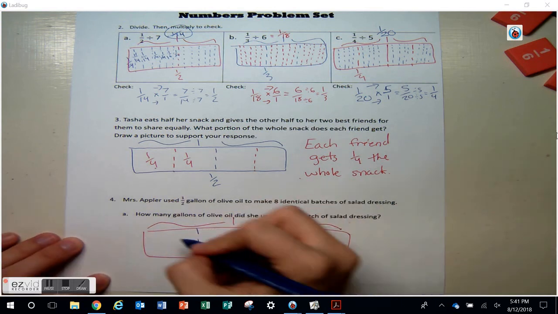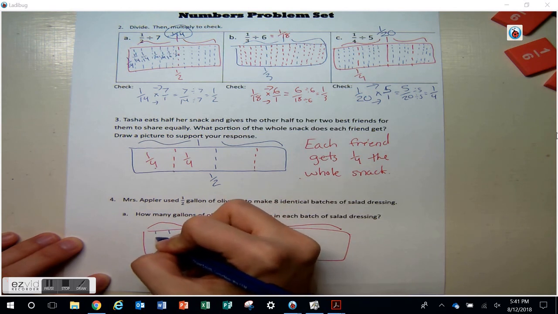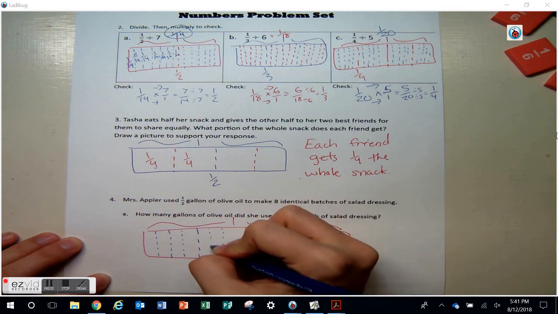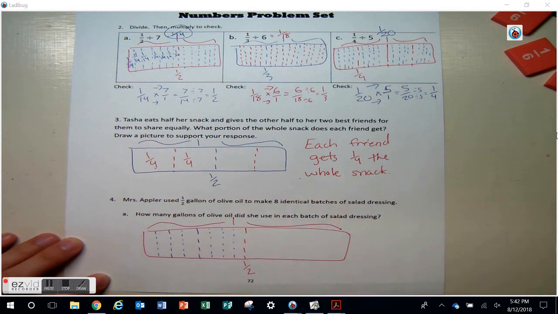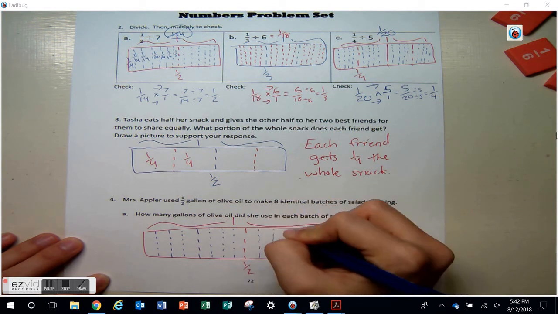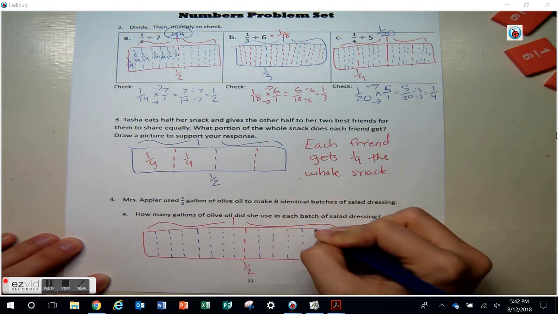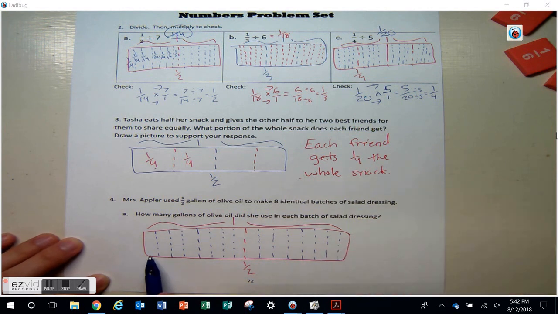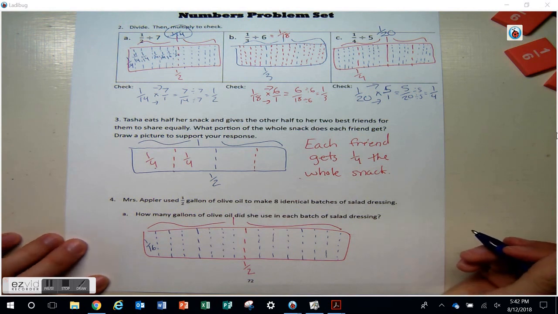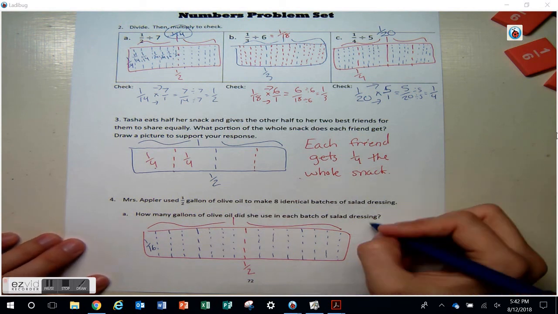So we're taking this and splitting it into 8 groups. And we want to know how much is in this group. Well, I don't know that, so I'm going to relate to my whole. And I should have 1, 2, 3, 4, 5, 6, 7, 8, 9, 10, 11, 12, 13, 14, 15, 16. So each of those batches gets 1/16 gallon.